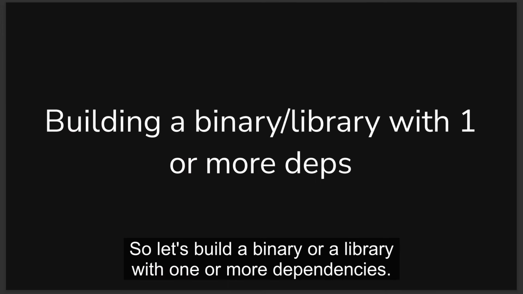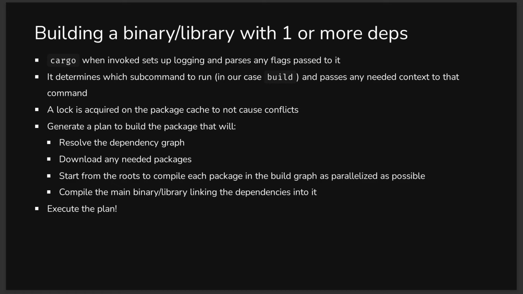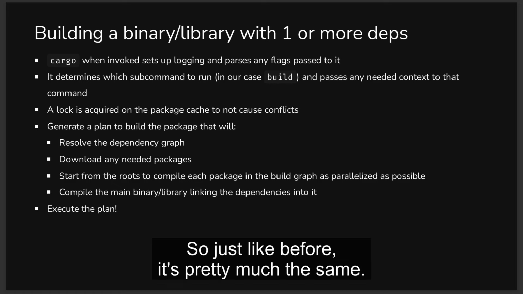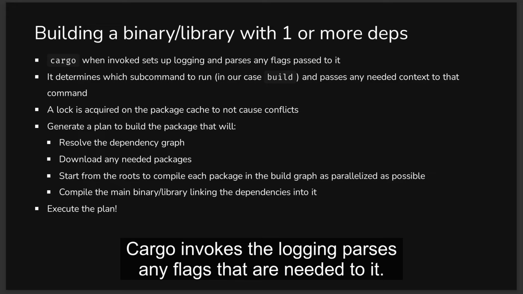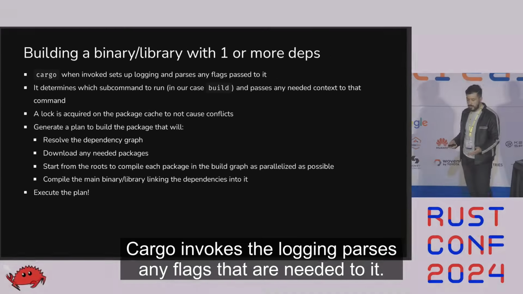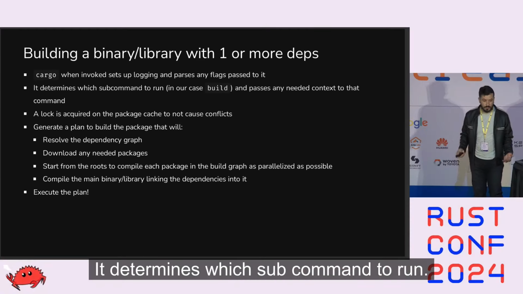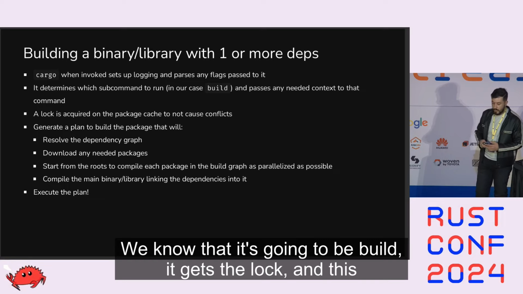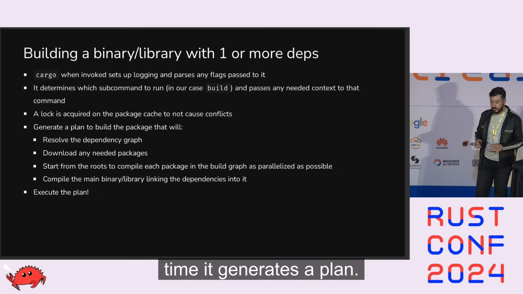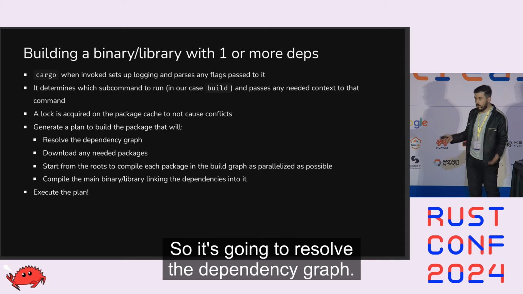So let's build a binary or a library with one or more dependencies. Just like before, it's pretty much the same. Cargo invokes the logging, parses any flags that are needed to it. It determines which subcommand to run. We know that it's going to be build. It gets the lock. And this time it generates a plan. So it's going to resolve the dependency graph.